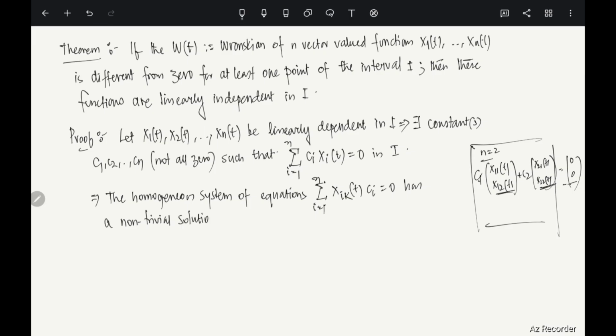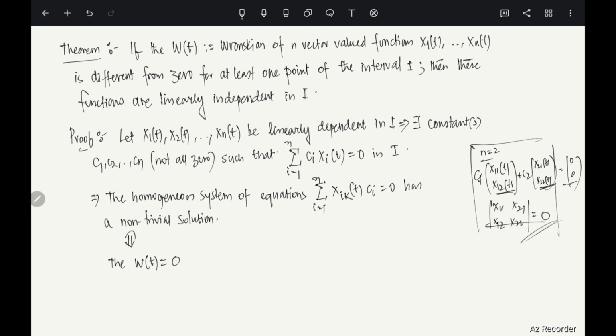See, at least one of the Ci's is non-zero. So basically it says that this system of equations has at least one non-trivial solution. Right. Now we know that this homogeneous system has a non-trivial solution. This we talked about in the first week, right? So this homogeneous system has a non-trivial solution if and only if the Wronskian is 0. So that will imply that the Wronskian at the point t has to be 0, right? What is the Wronskian? It is the determinant of x11, x21, x12, x22. This should be 0. That's the only way it can happen.